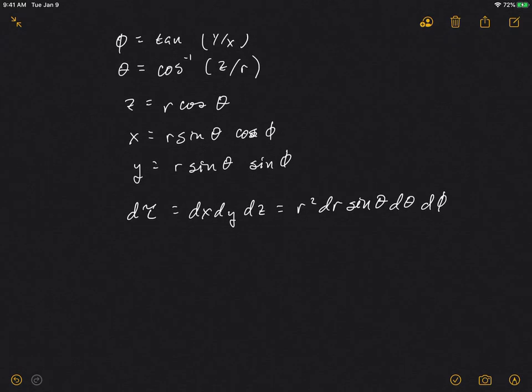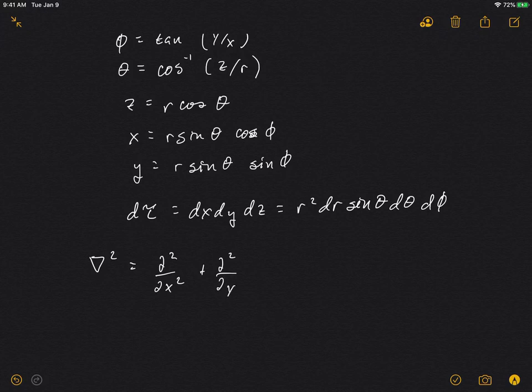Now the other thing that we need to think about is going the other way. For integrating, we need that. For differentiating, we need our del squared, our Laplacian in spherical polar coordinates. So in Cartesian coordinates, it's d squared dx squared plus d squared dy squared plus d squared dz squared.